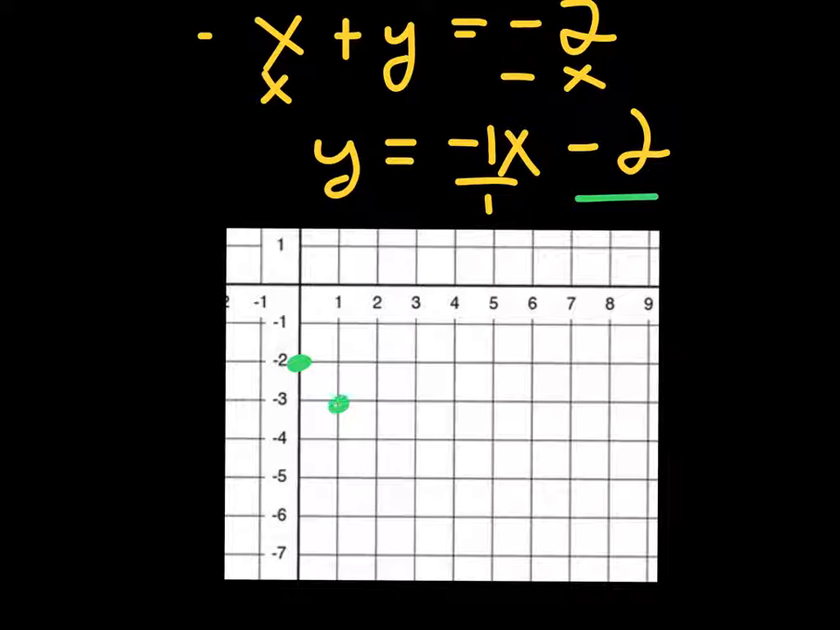Down 1 to the right 1, repeated. Put your line, draw your arrows. And just like that, you've graphed that equation in slope-intercept form.